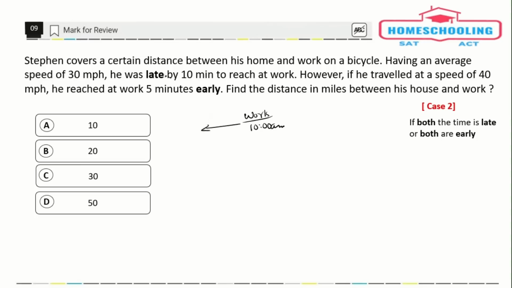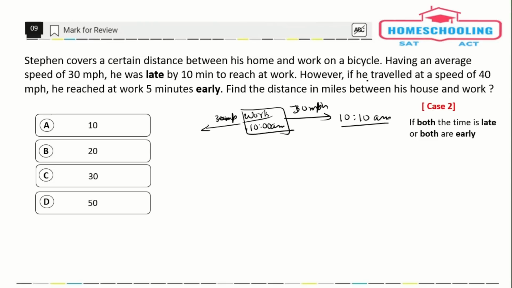So the time he has to reach was around 10 a.m. But when he was driving at 30 miles per hour, he was late by 10 minutes. If he reached 10 minutes late, and 10 a.m. was the reaching time, then that would be 10:10 a.m.